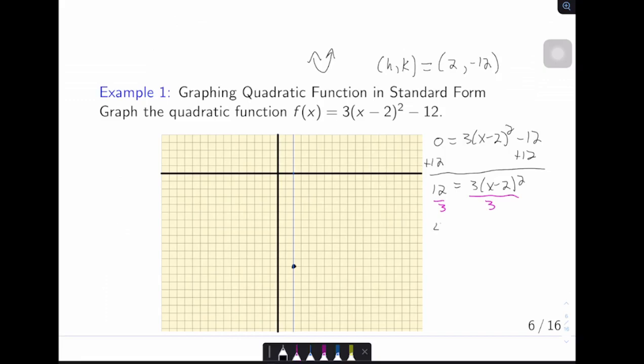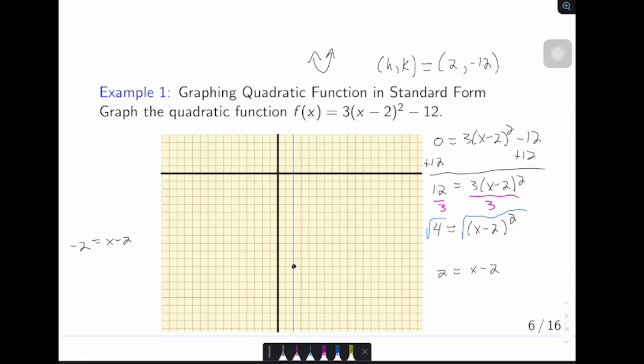And get 4 is equal to x minus 2 squared. Now I'm going to take the square root of both sides and get two equations. Negative 2 on the left here is equal to x minus 2, and then a positive 2 is equal to x minus 2, because with square roots, we're going to get both positives and negatives.